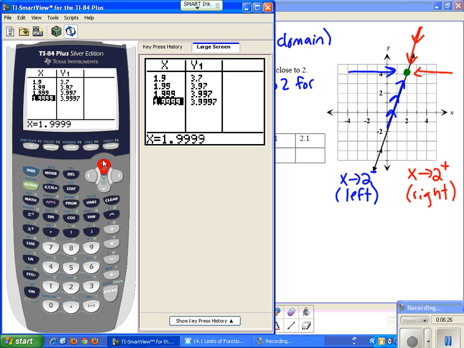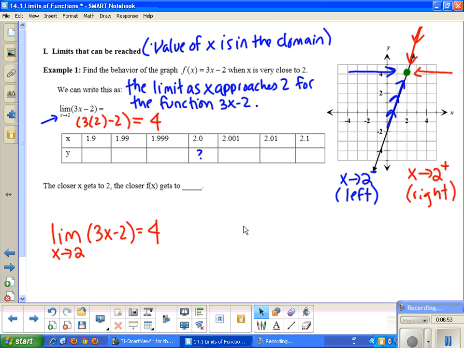As we approach from the other side, which is the right side, we would need values such as 2.1. Something even closer would be 2.01. Even closer would be 2.001. And of course, we could keep going. So notice that values from the left side are approaching 4, values from the right side are approaching 4, and of course, because the value of 2 is in our domain, we know it's actually equal to 4 at that spot. So we can write these values in.